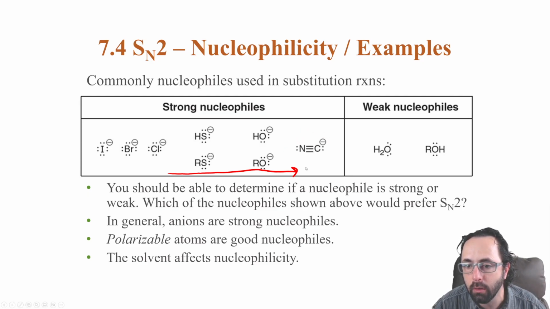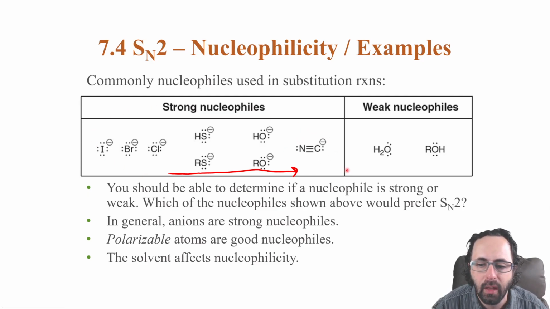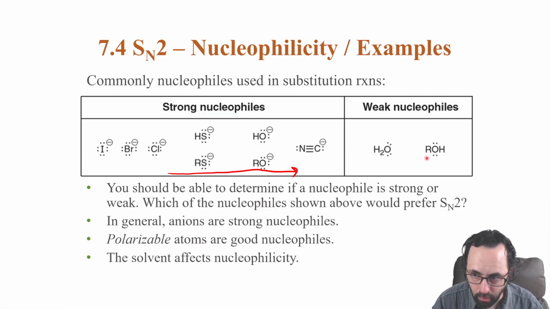Cyanide is also a strong nucleophile. Notice these all have a negative charge. Weak nucleophiles do have electrons that they can give away, but they tend not to have a negative charge. Water and alcohols are examples of weak nucleophiles.